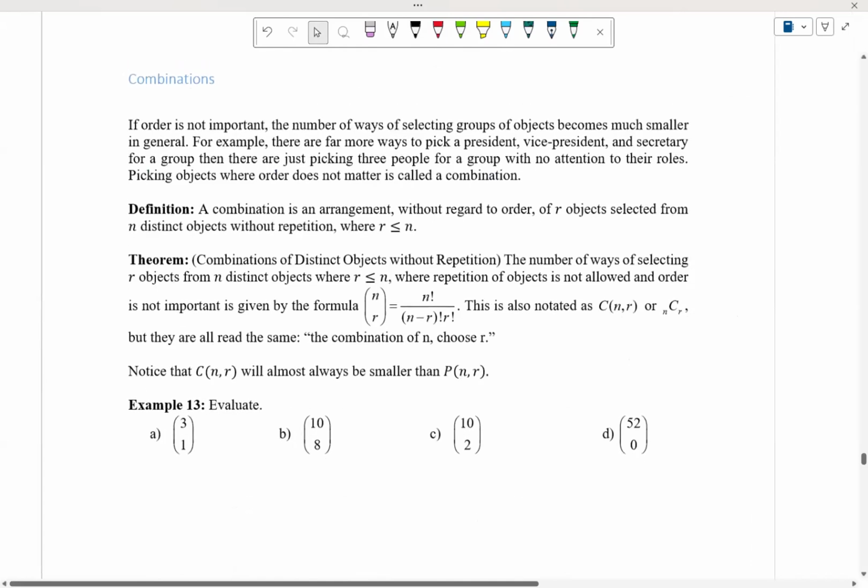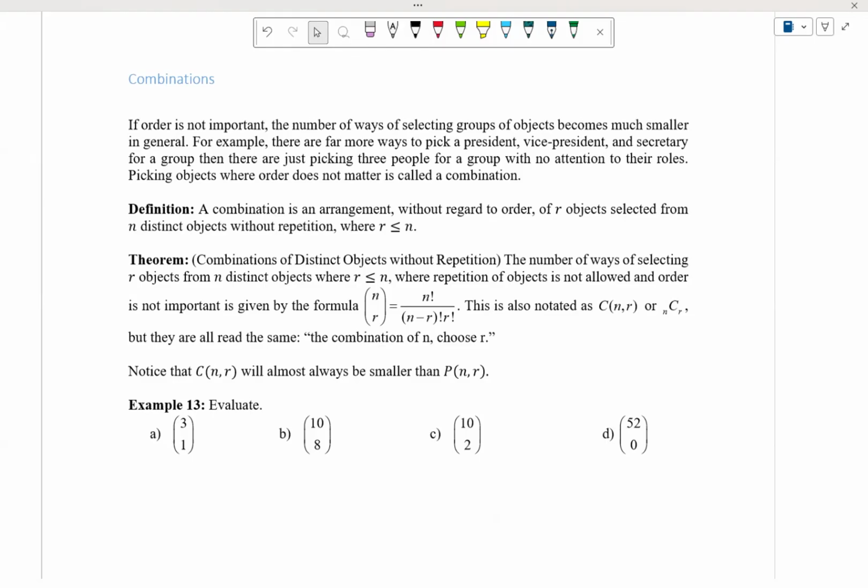Combinations. Here we go. Finishing the concept. If order is not important, the number of ways of selecting groups of objects becomes much smaller in general. Let me say this again. If order is not important, that's the key difference between permutations and combinations. In combinations, order is not important. So here's the example. There are far more ways to pick a president, vice president, and secretary for a group than there are of just picking 3 people for a group with no attention to their roles. Does that make sense?